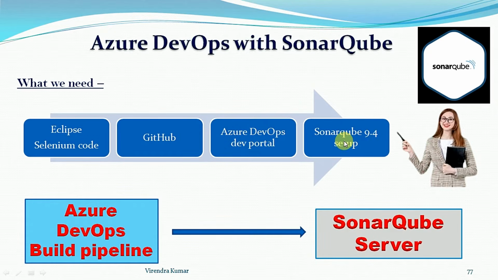And finally, we will do the setup for the Sonarqube 9.4 version, because the latest Sonarqube version will support the Azure DevOps pipeline integration. So these are the four things we require to do the setup between Azure DevOps and the Sonarqube server. The understanding is that when the Azure DevOps pipeline runs, the result will automatically display on the Sonarqube server. And how we can achieve this, we will see in this video.